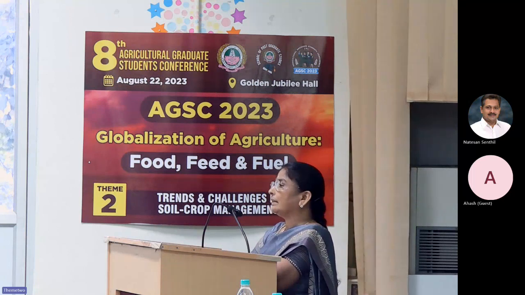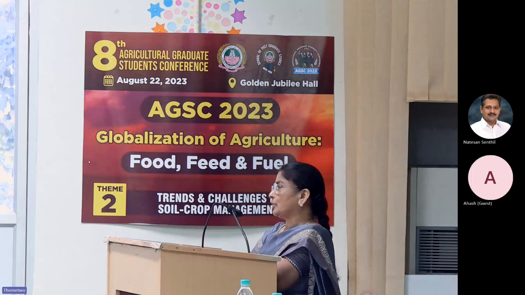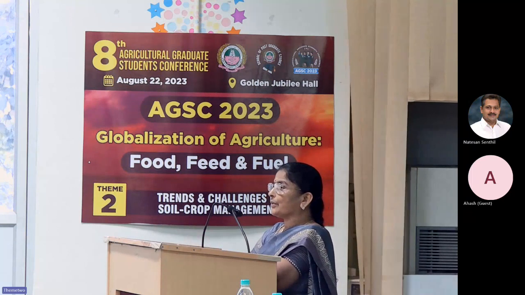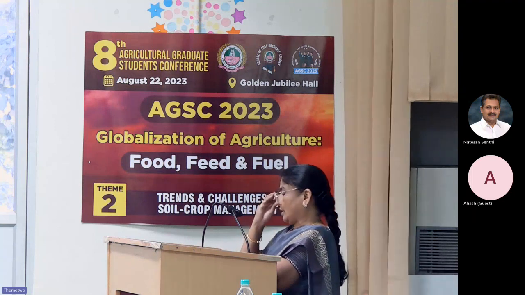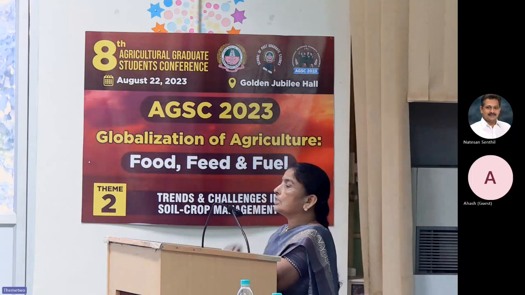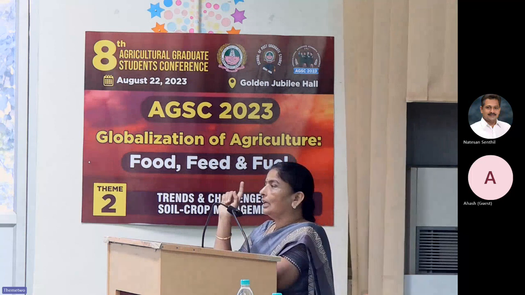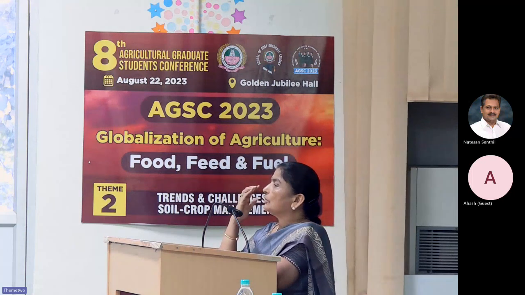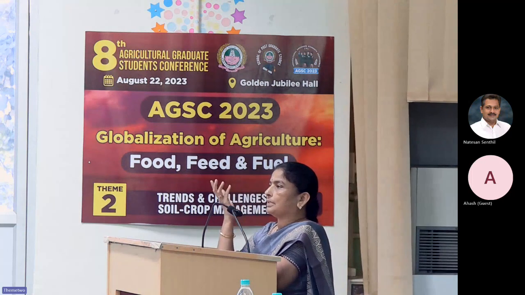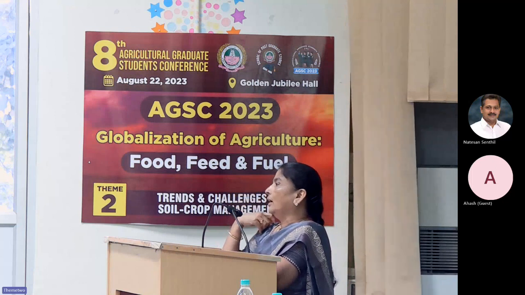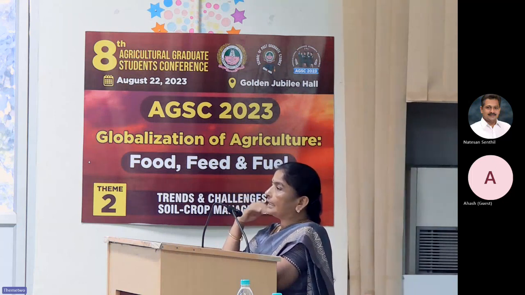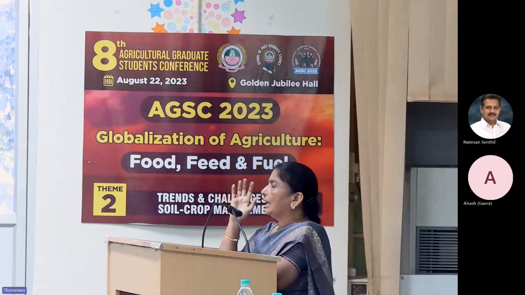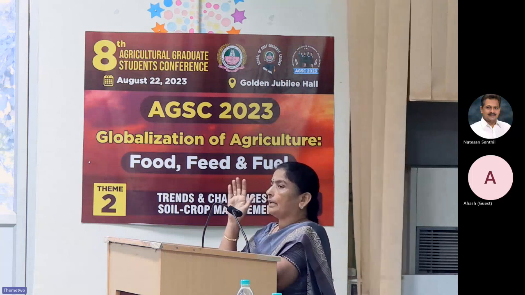And also, for improving the food security and the nutritional security, we have to follow 3 channels. The first one is crop diversification. Crop diversification means we have to diversify the crops for reducing the water requirement and also for increasing the water productivity. Like that, we have to do the crop diversification.